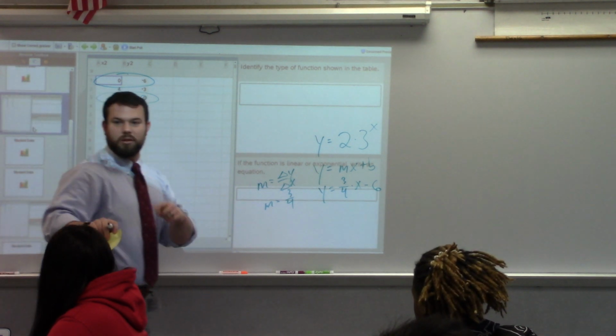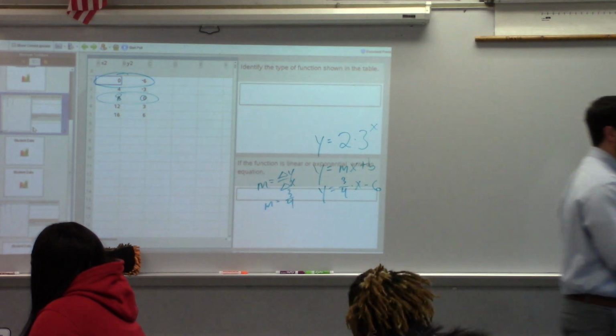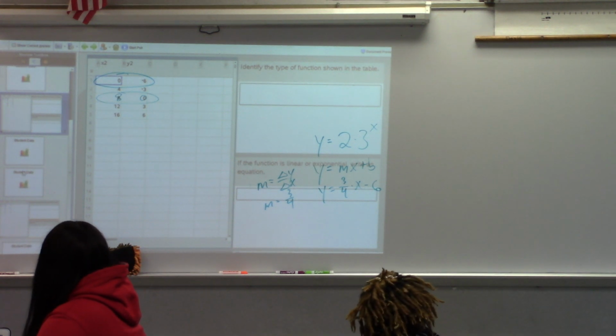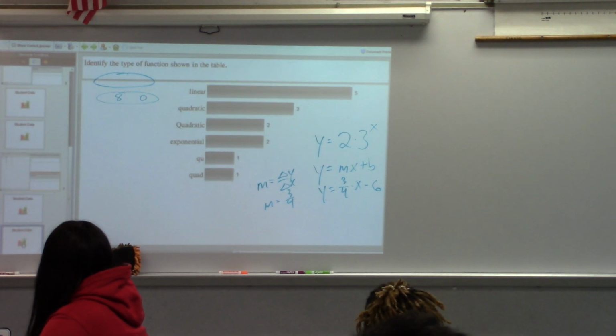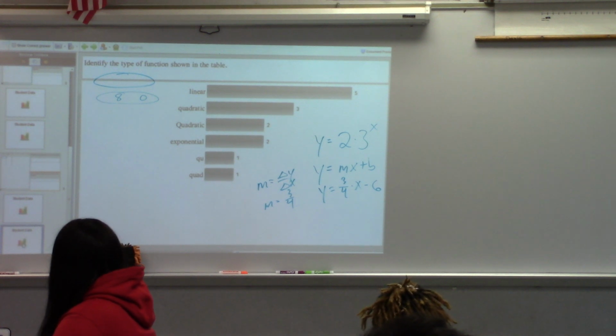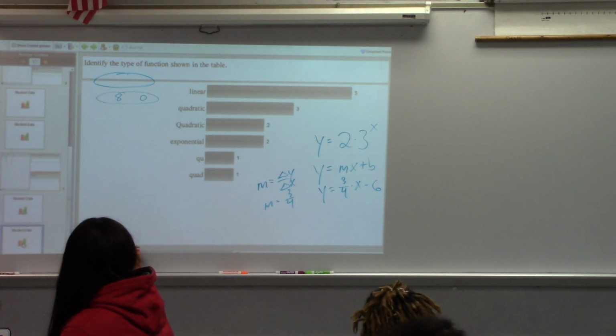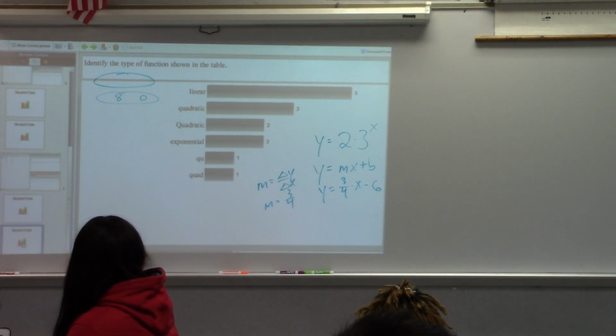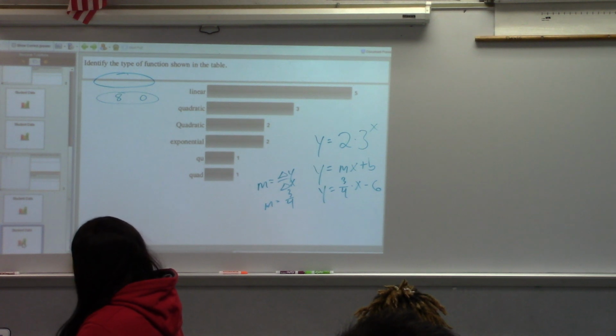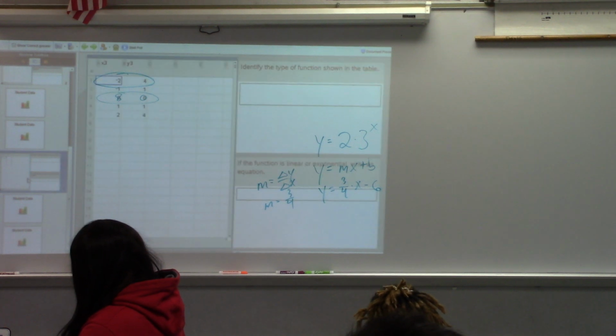Making some sense, starting to sink in a little bit. Okay. And last question was identify the type of function shown in the table. So I see 5 of us said linear, 7 of us said quadratic, I'm assuming that's what those last 2 are, and 2 said exponential. Okay, so the majority of us are saying quadratic. What makes a function quadratic? Because it increases and decreases. Okay. That's how I remember.